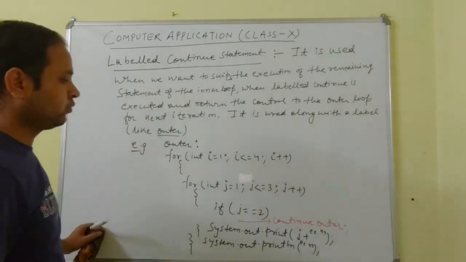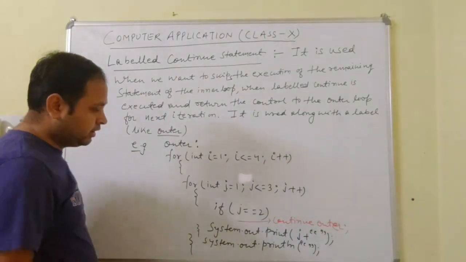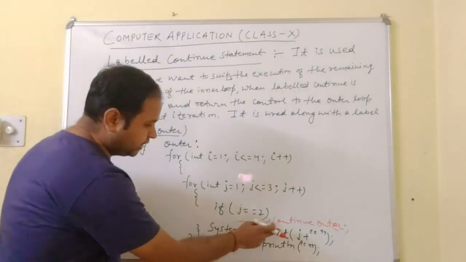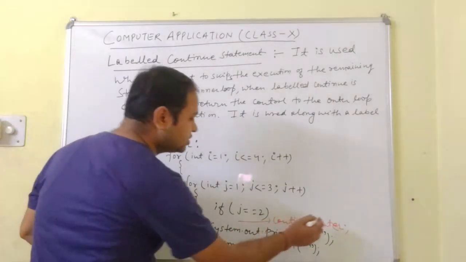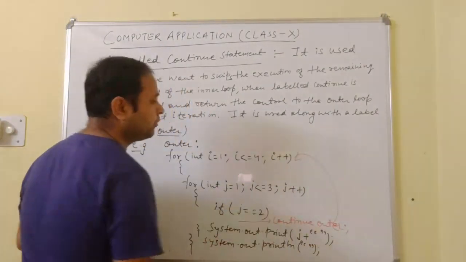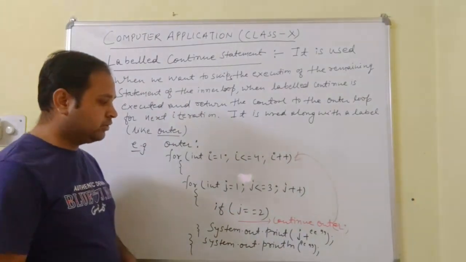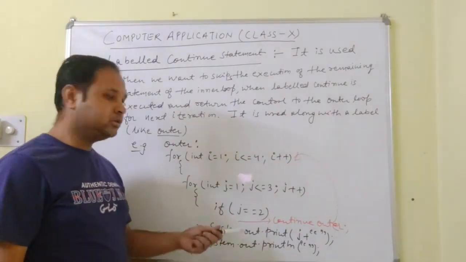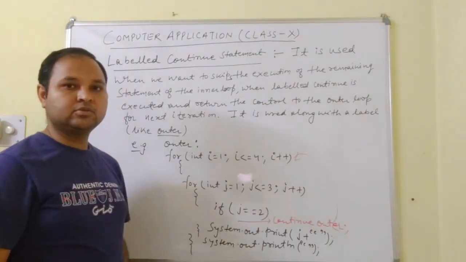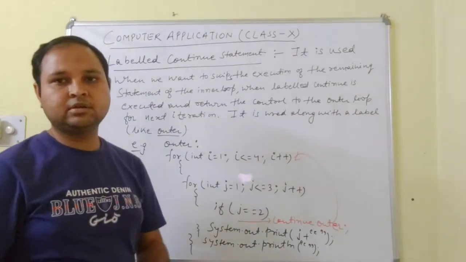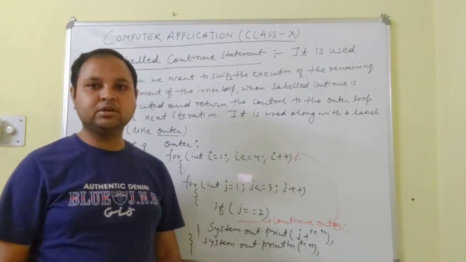So as I write continue outer, what will happen? The statement which is written here, system.out.println j, will not execute. And the execution goes to the outer loop. Means it will come here to i++. So whenever you want to skip the execution of the inner loop and return the control to the outer loop, then you have to use continue outer. Okay. So these are the topics which you need to discuss in nested loop. In my next class, I will discuss the program using nested loop.